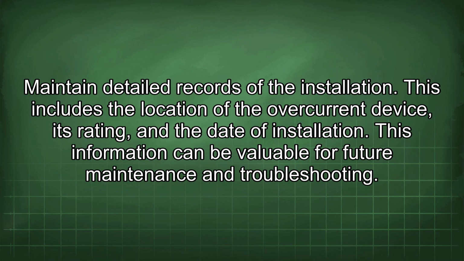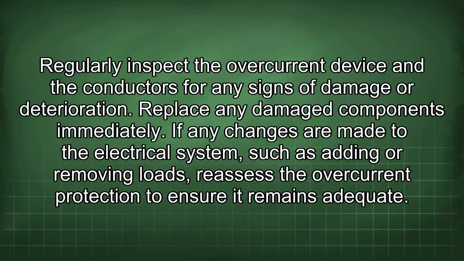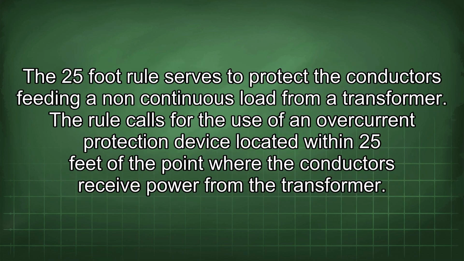Maintain detailed records of the installation. This includes the location of the overcurrent device, its rating, and the date of installation. This information can be valuable for future maintenance and troubleshooting. Regularly inspect the overcurrent device and the conductors for any signs of damage or deterioration. Replace any damaged components immediately. If any changes are made to the electrical system, such as adding or removing loads, reassess the overcurrent protection to ensure it remains adequate.